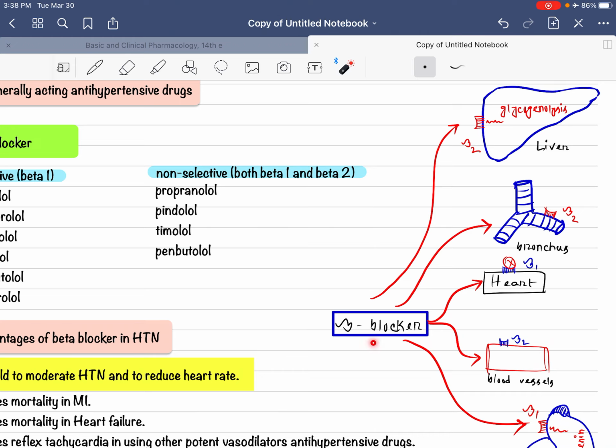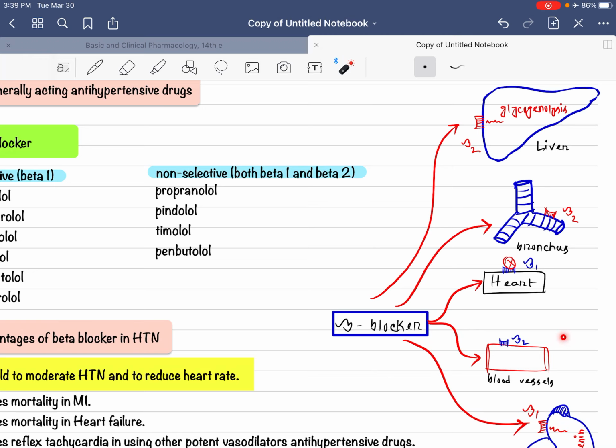So why will we give a beta blocker? For an antihypertensive effect, even though, as we have said, a beta blocker increases the TPR, total peripheral resistance. You have now understood that beta blockers in one way decrease the blood pressure by acting on the heart, and in another way increase the blood pressure by acting on the beta 2 receptors of blood vessels.